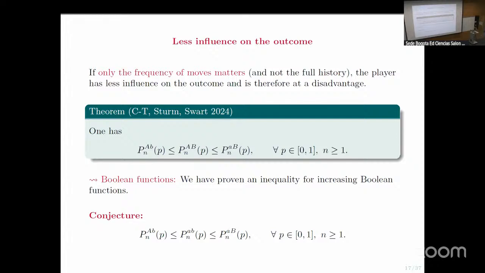I won't give you details, but what we used were Boolean functions, and we show an inequality using increasing Boolean functions. And for these other games, these are our conjectures. We couldn't show that. Now actually we start to believe that they are true, but these are the conjectures so far.